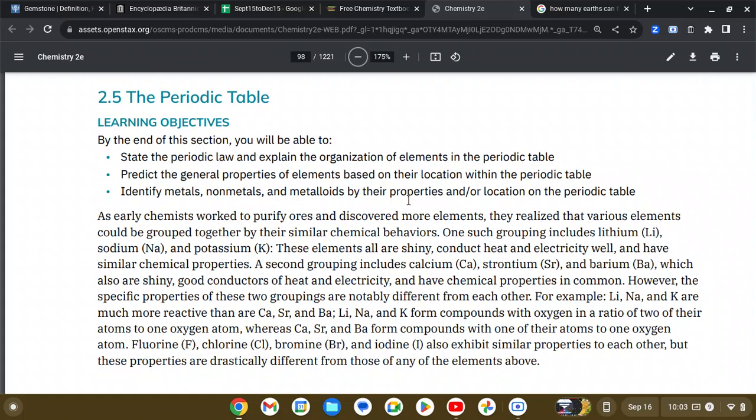For example, lithium, sodium, and potassium are much more reactive than are calcium, strontium, and barium. Lithium, sodium, and potassium form compounds with oxygen in a ratio of 2 of their atoms to 1 oxygen atom, whereas Ca, Sr, and Ba form compounds with 1 of their atoms to 1 oxygen atom. Fluorine, chlorine, bromine, and iodine also exhibit similar properties to each other, but these properties are drastically different from those of any of the elements above.